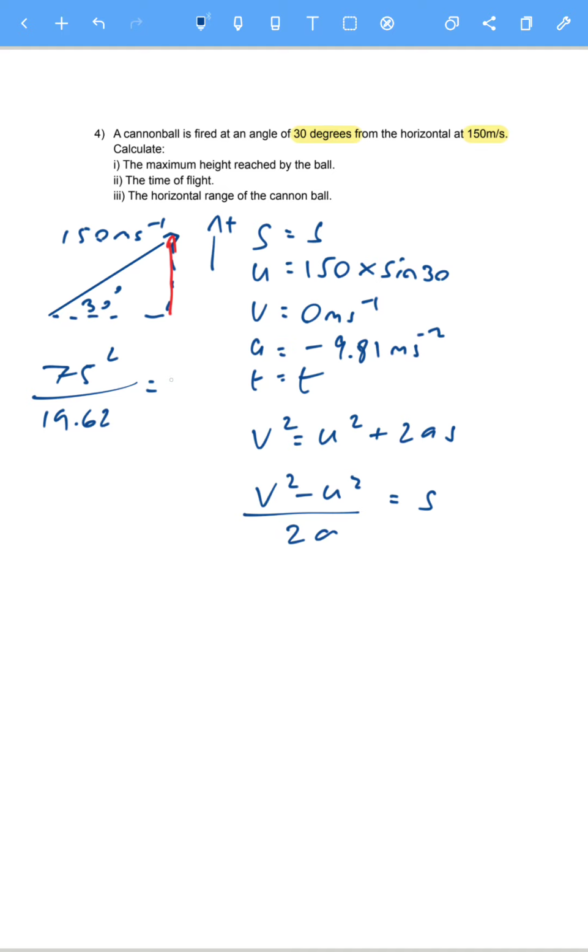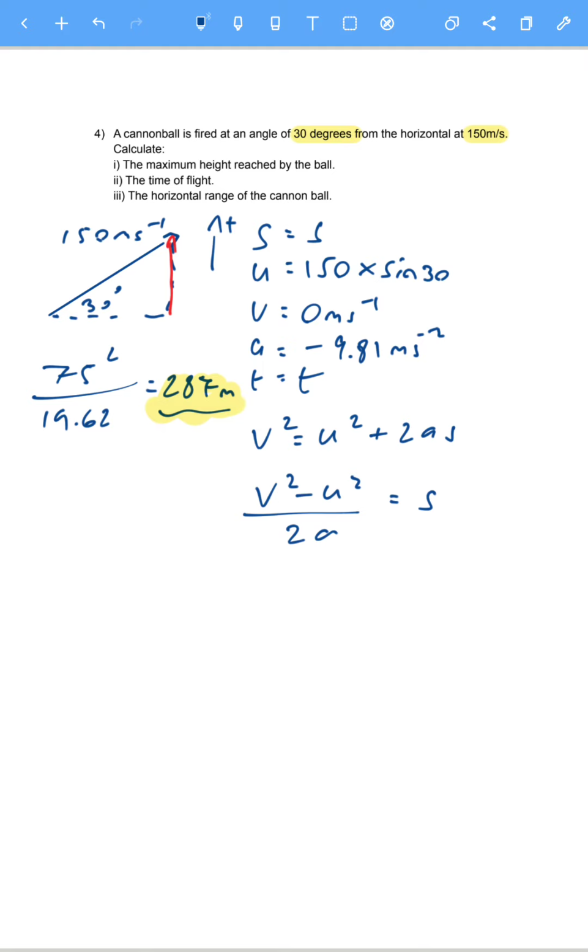So 75 squared divided by 2 times a, 19.62, gives us a maximum height of 286.697, so 287 meters will suffice. In an examination, obviously, I would advise you to use a minimum of 5 significant figures, but this isn't an examination. So 287 meters is fine, so that's the maximum height.